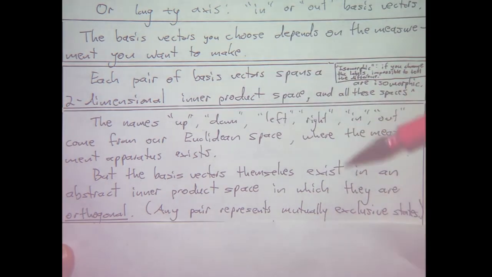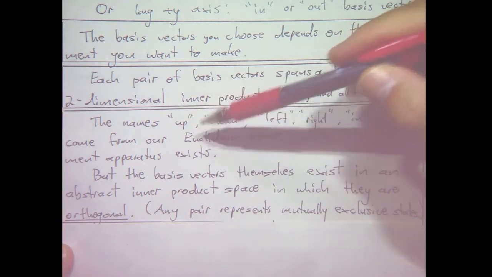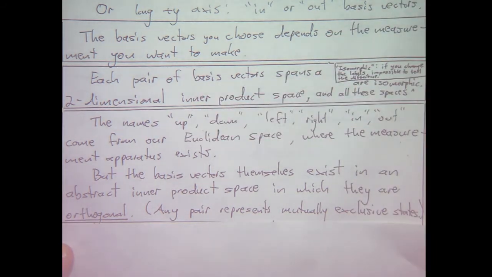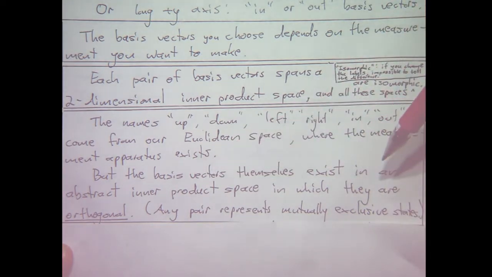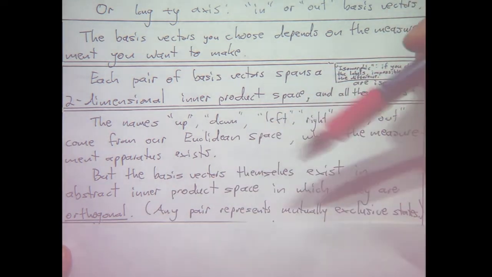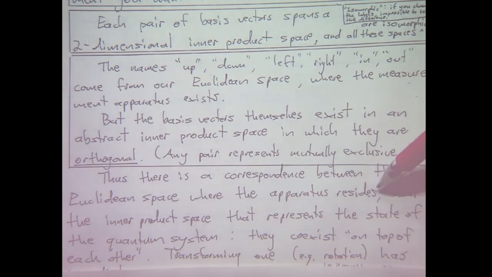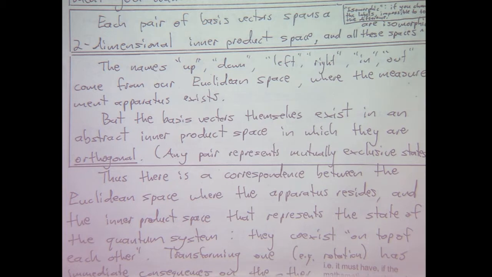Now, this is a really basic point which you should remember forever. The names, and in general, not just for spins, the names up, down, left, right, in, out, come from our Euclidean space, by which I mean like R3, the laboratory space, where the measurement apparatus exists. But the basis vectors themselves exist in a different space. They exist in an abstract inner product space in which they are orthogonal or orthonormal. So there is a correspondence between the Euclidean space where the apparatus resides, the laboratory reference frame if you like, and the inner product space that represents the state of the quantum system. In a sense, they coexist on top of each other.